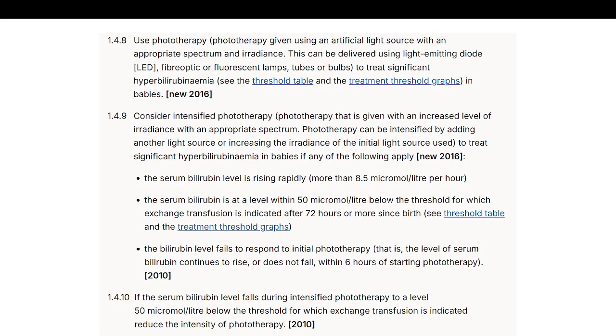And of course, if the serum bilirubin level isn't responding to double phototherapy, then you're probably going to consider doing exchange transfusion. But again, that would require senior input and probably an admission to NICU for that.